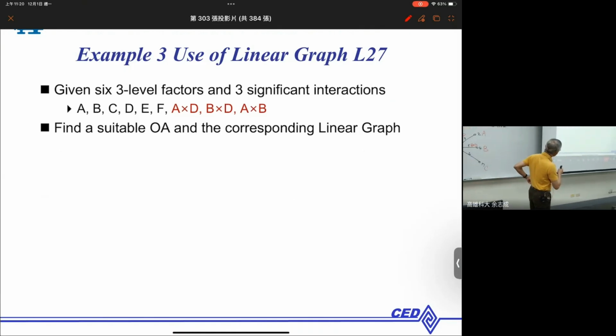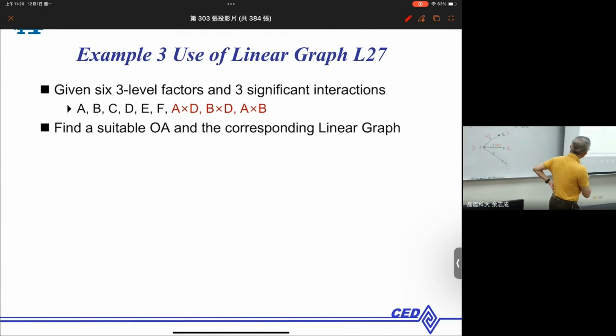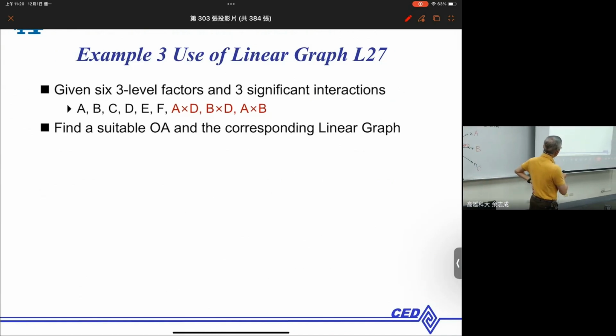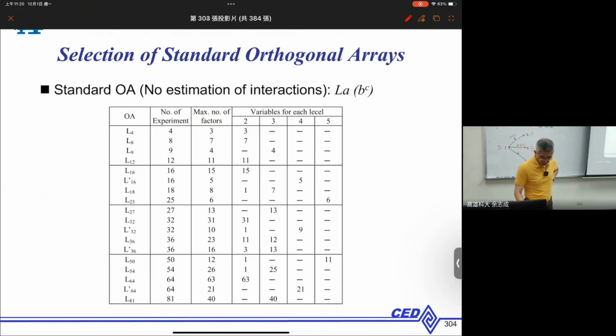We have 6 3-level factors and 3 interactions. How do we assign? First, we need to select a suitable orthogonal array. From the standard orthogonal array table, we need to find one that can accommodate 6 3-level factors.